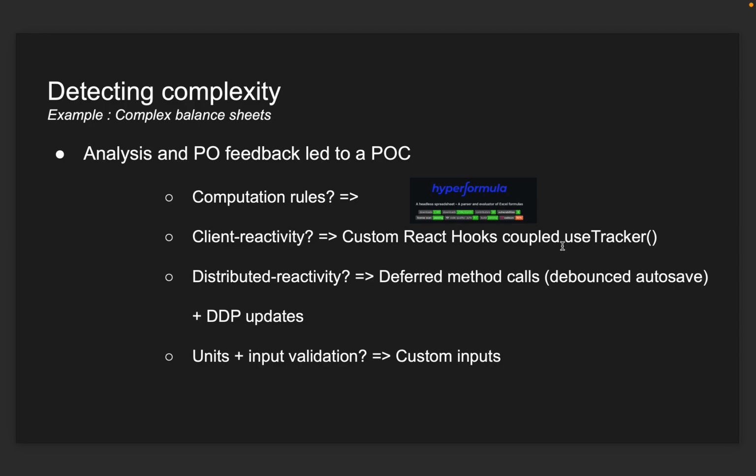You're just using a hook that provides data. And then we know that we need distributed reactivity. We know that Meteor has a system for DDP for read updates, but for writing, we just needed to implement a system to do a debounced autosave system with method calls. And we know that for units and input validation, we just need to do custom React inputs.